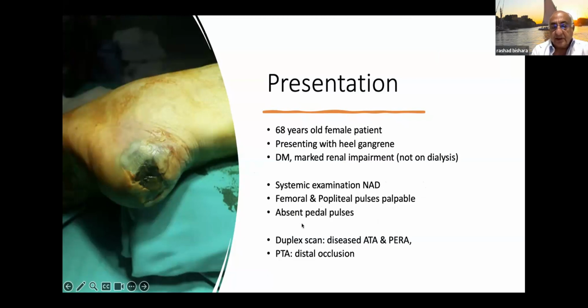She underwent a duplex scan, which showed no significant disease down to the popliteal artery, and all the disease was in the tibial arteries. She had a diseased anterior tibial artery, a diseased peroneal artery, and an occluded distal posterior tibial artery, which is not surprising given this lesion.